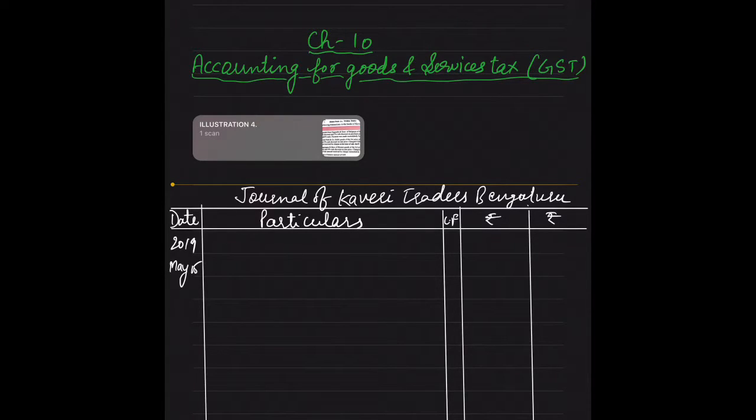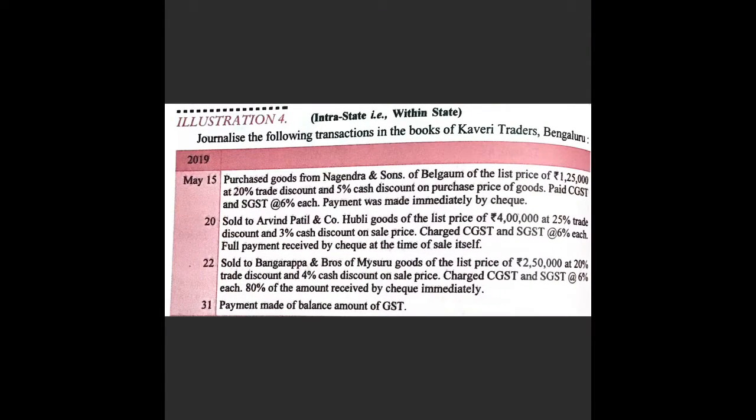Good morning, everybody. In our previous video, we solved illustration 1, which is related to the intrastate sale. Now, in this video, we will solve illustration 4, and it is also related to the intrastate sale. The illustration is: journalize the following transactions in the books of Kaveri Traders, Bengaluru.